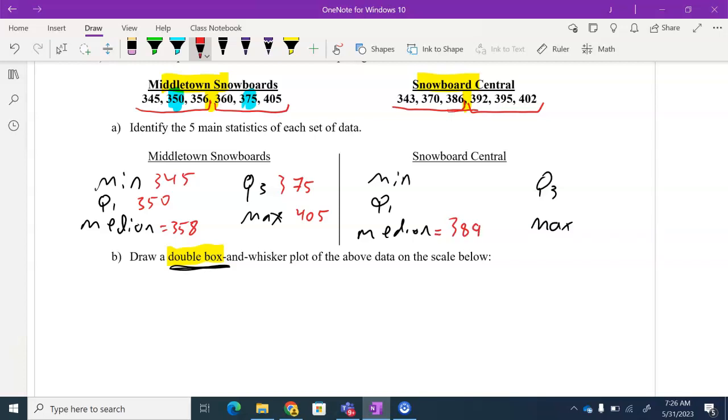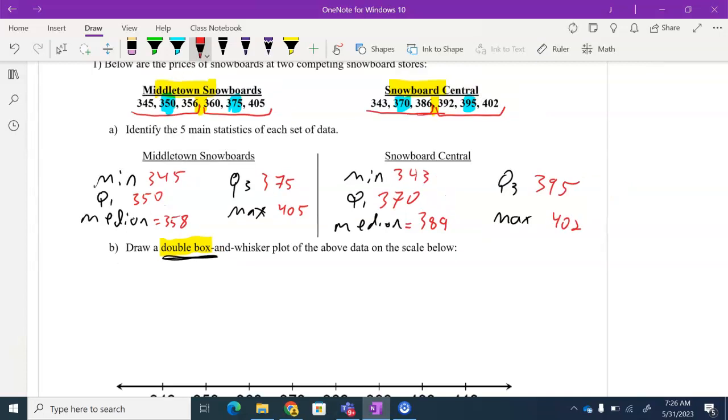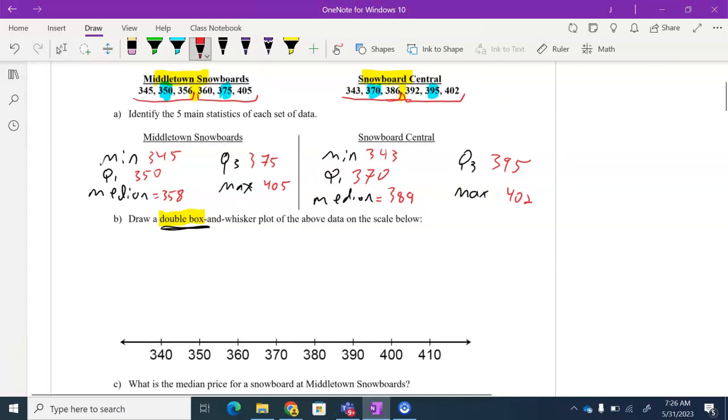Oh, 389. Yeah, 389. And then if you take the middle of the low half, that's 370. That's Q1. And the middle of the upper half is 395. That's Q3. Your minimum is 343 and your maximum is 402. So now you get to create your box and whiskers from that. So I'm going to create one box and whiskers with red and one with purple just to show you the difference. So let's do Middletown in red.